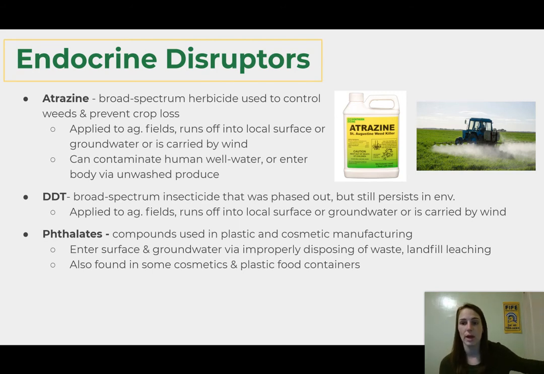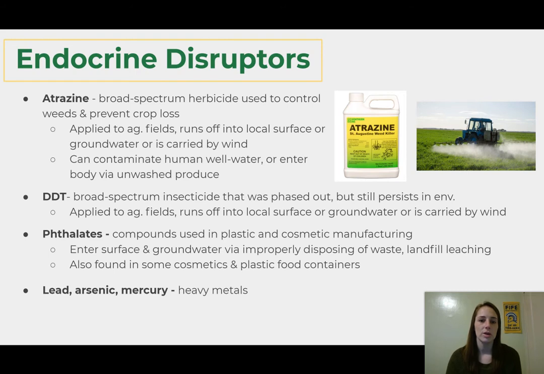So even if it's thrown away, you can have that leach out into the groundwater in the area. And phthalates are also found in some cosmetics and plastic food containers. Fun fact, if you look on the back of the ingredients list and you see fragrance, what does that even mean? But fragrance sometimes has phthalates in it. So the things that you tend to put on your body, like lotions and cosmetics and all of that, can actually contain these phthalates that are endocrine disruptors.